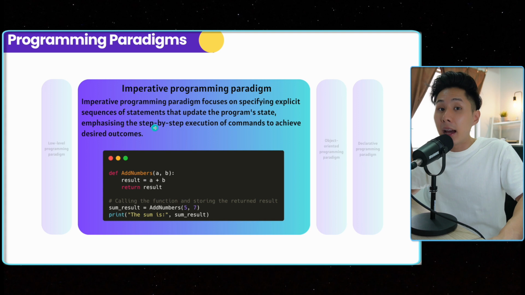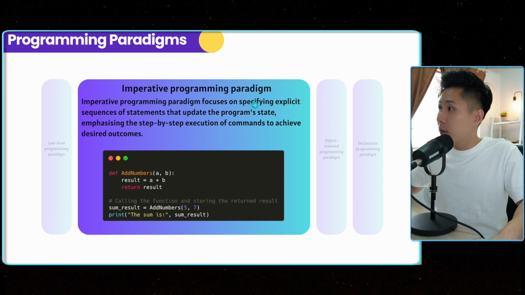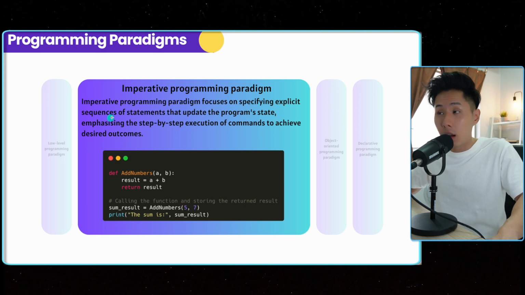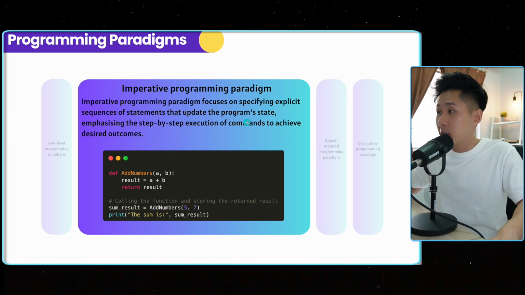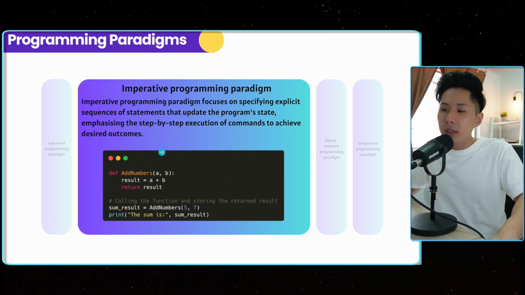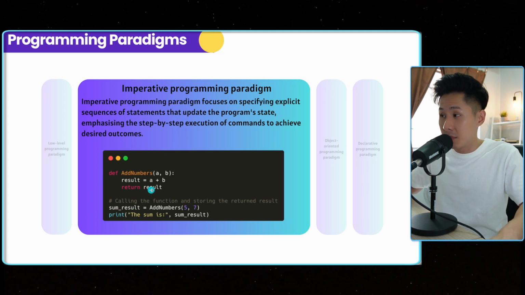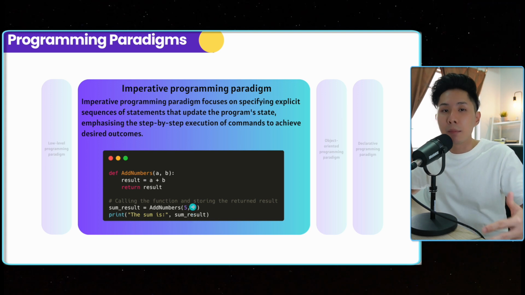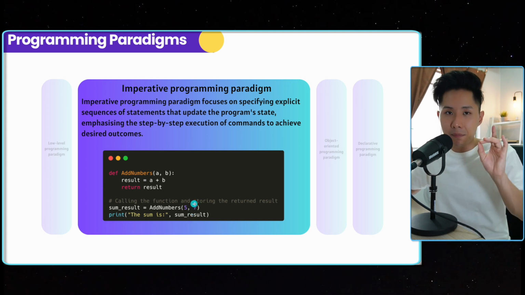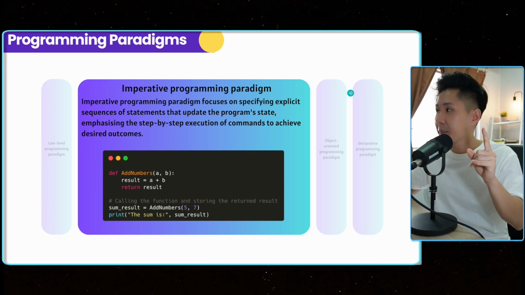The imperative programming paradigm is the one that we have been adopting, such as in Python. It focuses on specifying an explicit sequence of statements that update the program state, emphasizing the step-by-step execution of commands to achieve desired outcomes. So when we code in Python, we need to tell Python step by step how to solve a problem, such as adding a number, then returning a number, and then printing out the result. So it's a step-by-step operation. In the imperative programming paradigm, we as the programmers specify the steps.